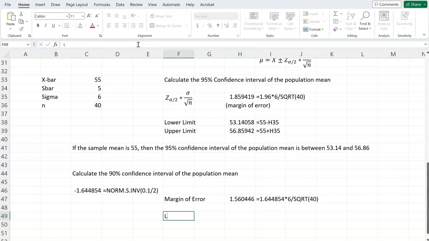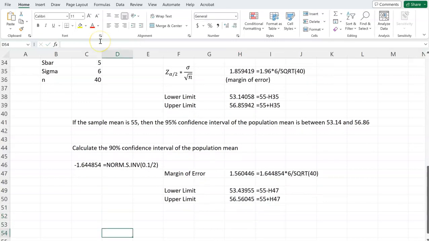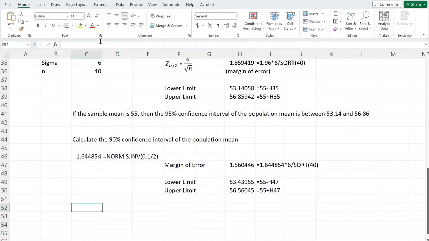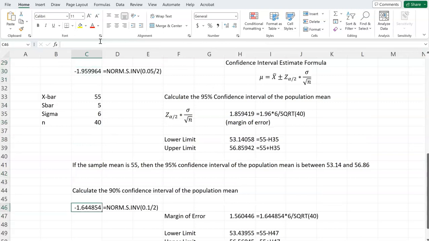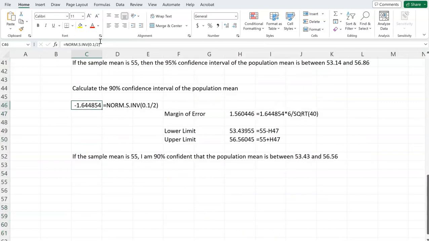So then my lower limit will be equal to 55 minus the margin of error, and the upper limit 55 plus the margin of error. And this will give me the 90% confidence interval. If you notice, the 90% confidence interval is a little smaller than the 95% confidence interval.